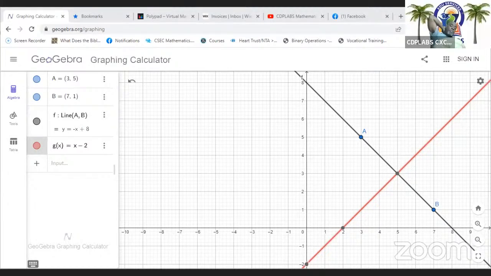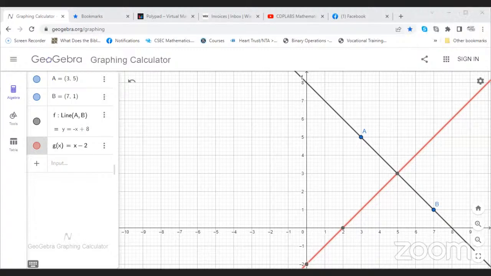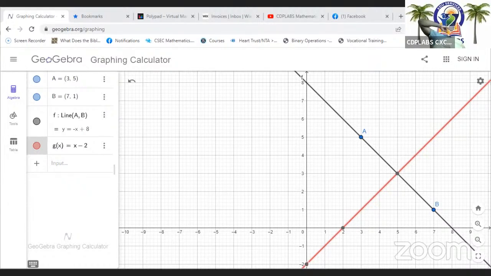So remember, we have to learn how to read off the graph. X is 0, y is -2. You get that now? All right, so I've completed that question. I hope this session was fruitful.